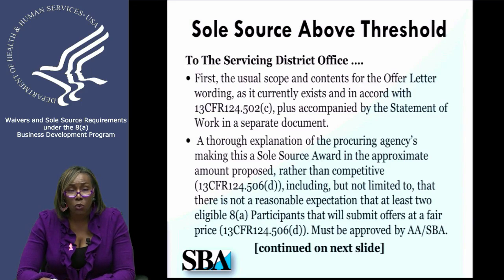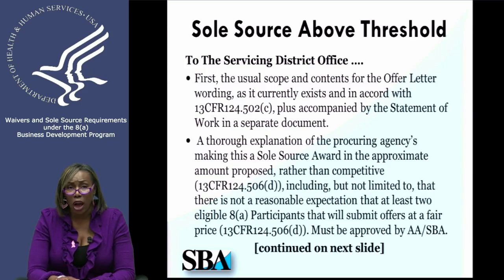We want a statement of work to accompany it. Please attach that as a separate document, because we need to look at why you want to sole source above the threshold, and why. A thorough explanation by the procuring agency is needed for making this sole source award at an approximate amount proposed rather than competitive. Why do you want to go to this one contractor above the $4 million threshold versus putting the work out to all the 8A contractors as an 8A set aside and allowing them all to compete for a competitive requirement?